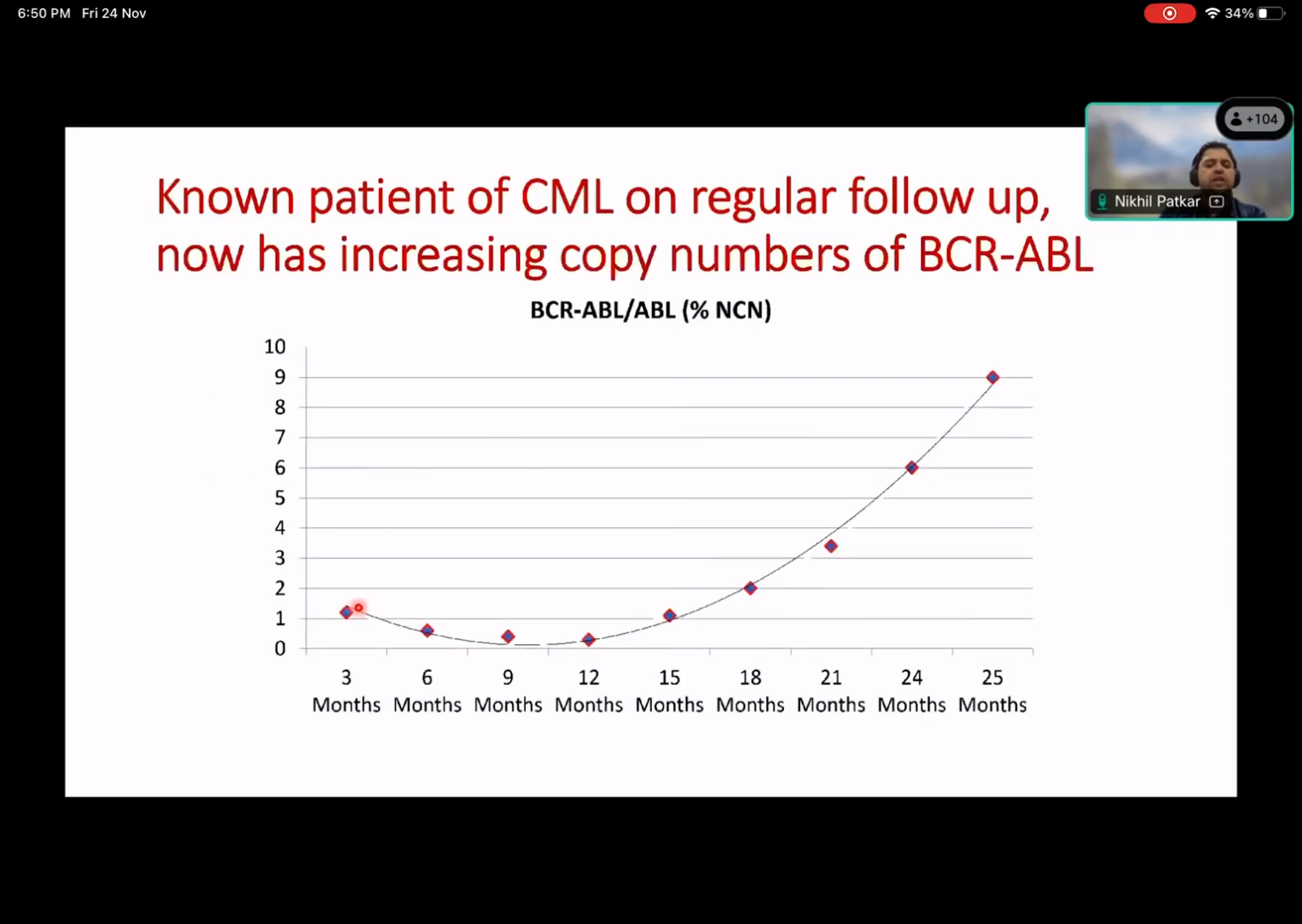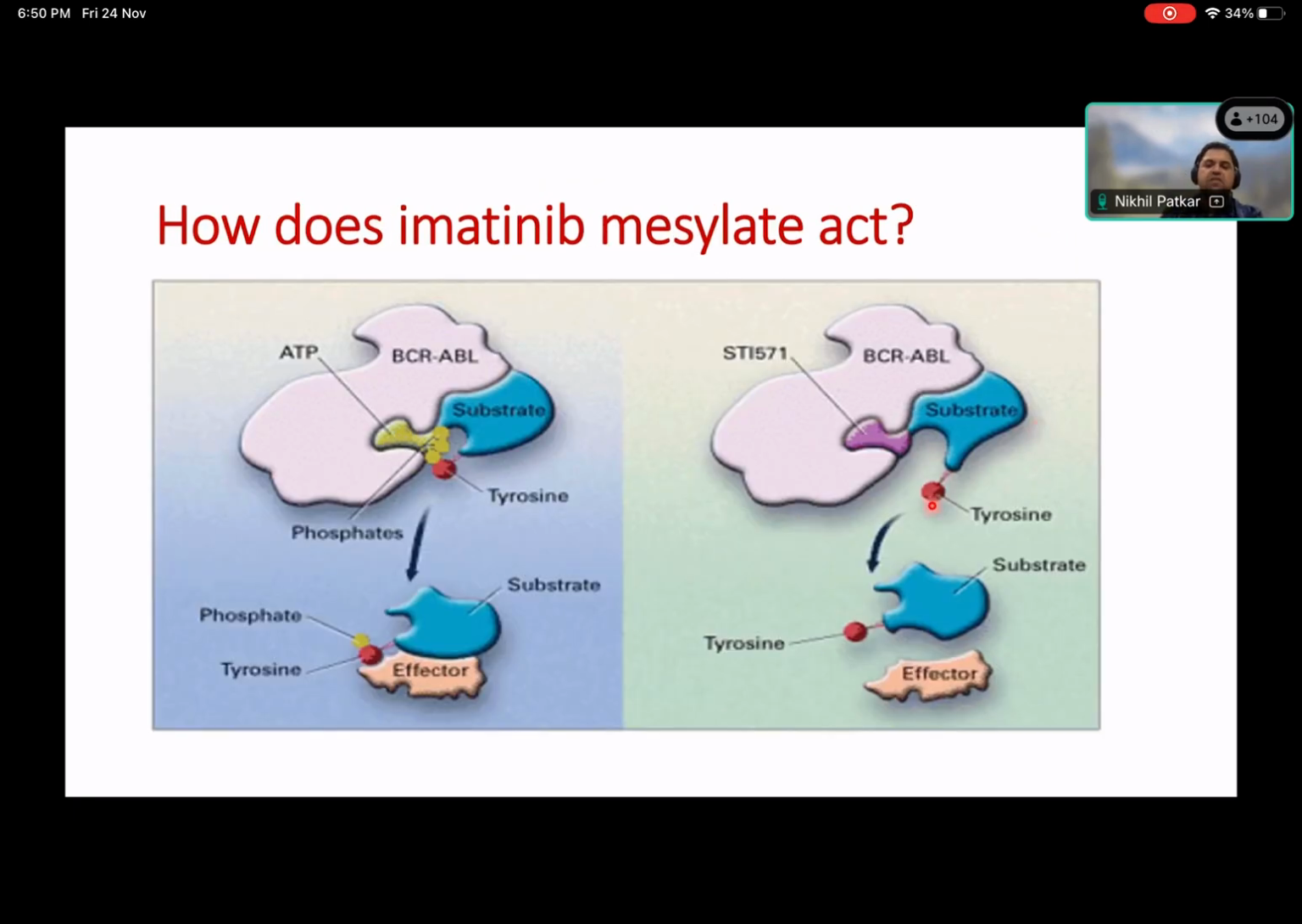So now for the same hypothetical CML patient, once you start treating him with imatinib targeting BCR-ABL, you can see that the normalized copy number falls and then suddenly starts to rise rapidly over the period of 1 year. So why does this occur? It is because the cancer fights back by developing mutations at the site of imatinib mesylate.